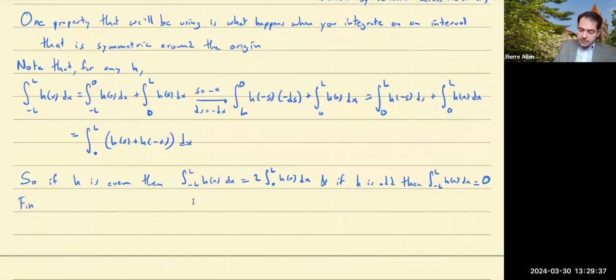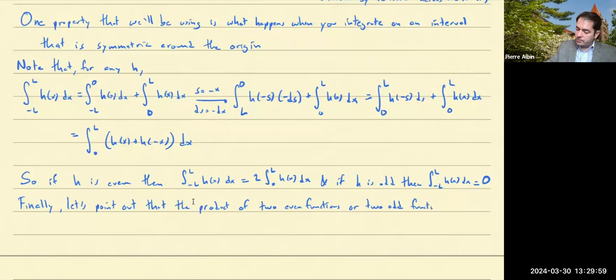Okay, so finally, let's point out that the product of 2 even functions or 2 odd functions is even, while the product of an even function with an odd function is odd.